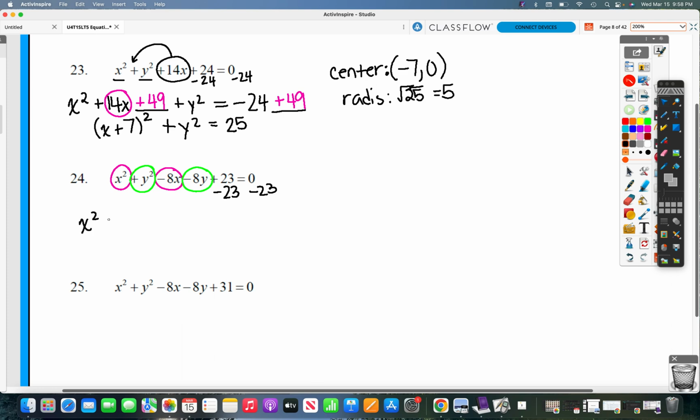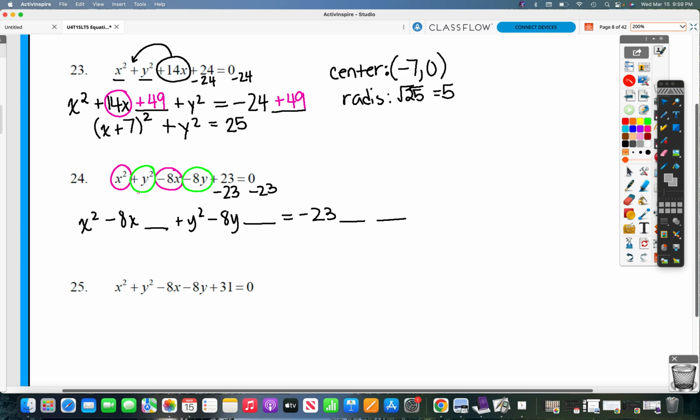So I'm going to then say x squared minus 8x. Those are my two x terms. Leave a blank to complete the square. Then y squared minus 8y, leave a blank to complete the square, equals negative 23. Because I have two blanks on the left, I need to put my two blanks on the right as well. So that's the setup.